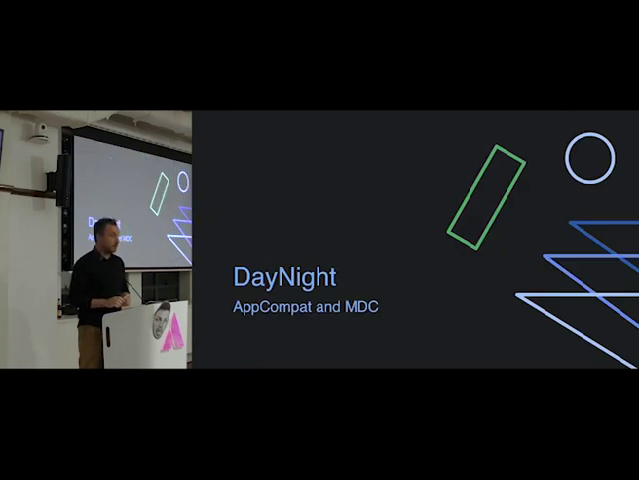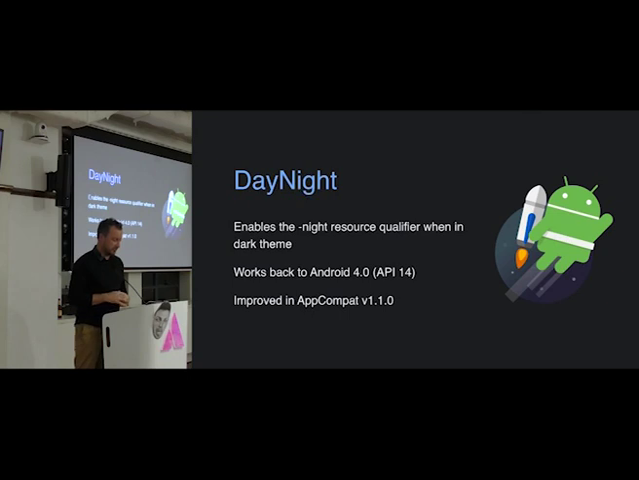And hopefully, maybe some of you have had a day-night theme in your app for a while, because it's been around since Android 4.0, API 14. So you can use the -night qualifier on your resources directory to provide a separate theme for night mode, which then becomes your dark theme. That's really handy. So if you've already done that, a lot of the hard work is already out of the way. So congratulations and well done. You're the best.